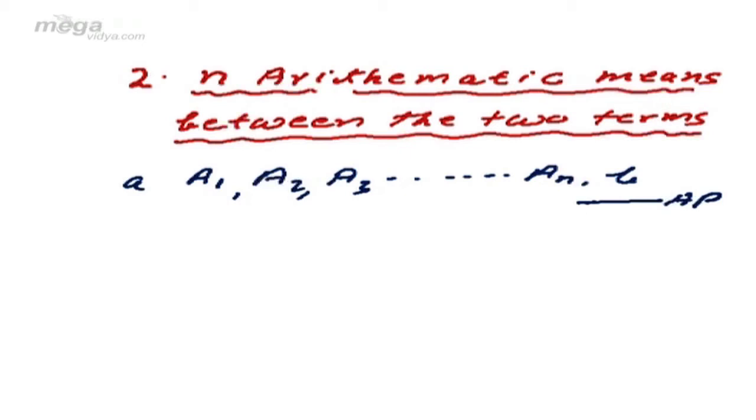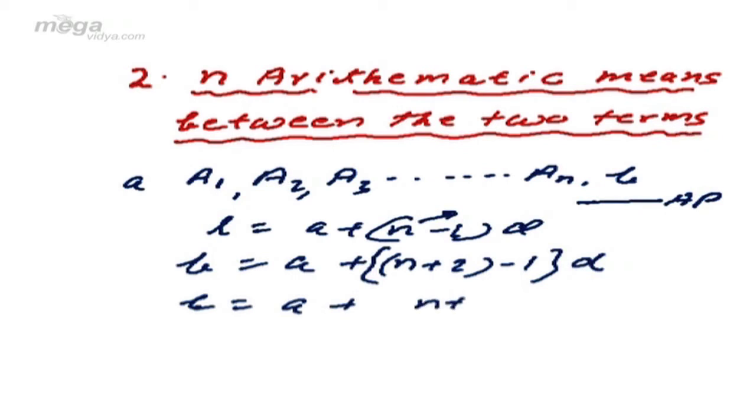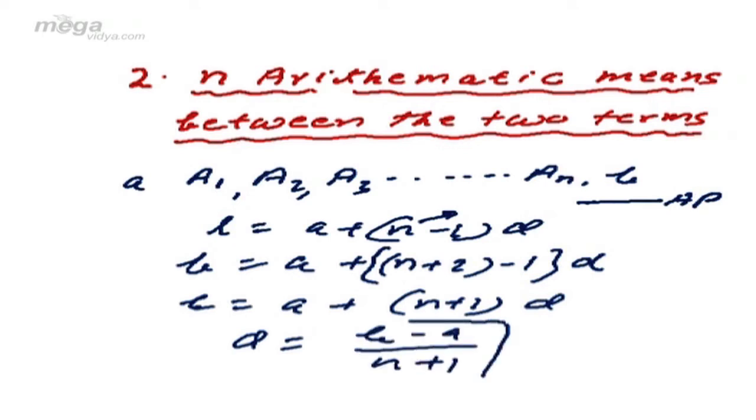But suppose you want to find A1, A2, A3. In that case, first of all we have to find the common difference of this AP. Because of this, I use the formula l is equal to a plus (n minus 1) into d. But l is given as b, the first term is a, and the number of terms is n plus 2. So b is equal to a plus (n plus 2 minus 1) into d, that is a plus (n plus 1) into d. Then the difference is d equal to (b minus a) upon (n plus 1). This is the difference of this sequence that is in AP.